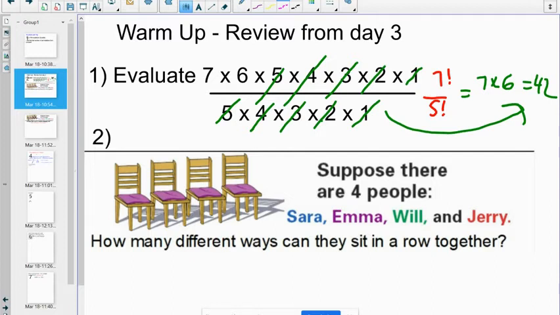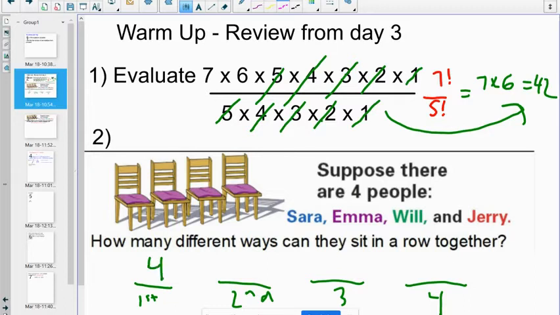Now for number 2, so we have 4 people, Sarah, Emma, Will, and Jerry. And how many different ways can they sit in a row? Okay, so let's say we have our 4 spots. So we have first, second, third, and fourth. Okay, so for our first chair, we haven't picked anyone yet, so we still have 4 choices.